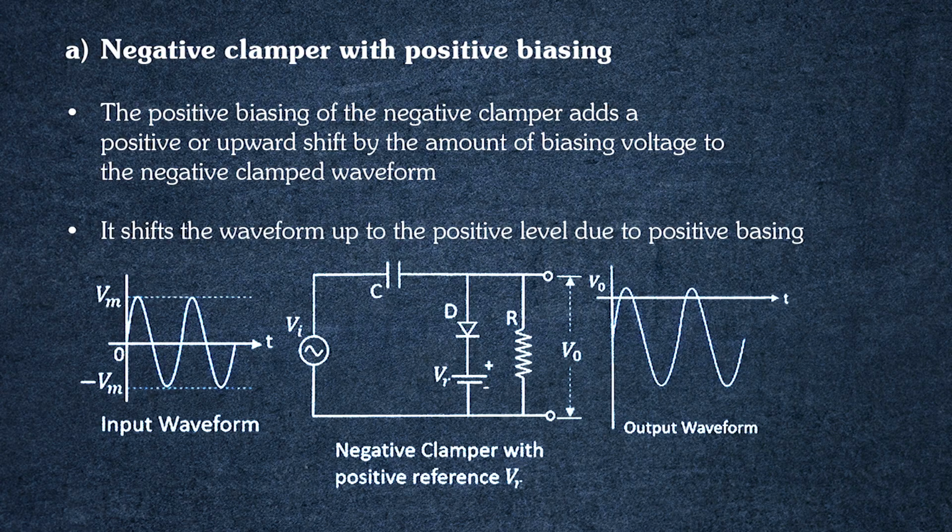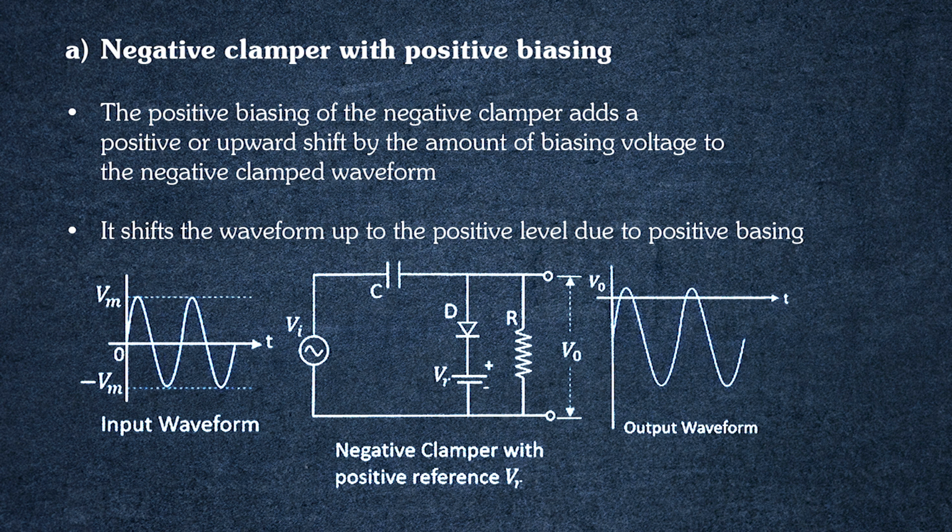Let us see the working of the negative clamper with positive biasing. The figure shows the circuit for a negative clamper with a positive battery source, and the connection is made such that the positive of the battery is connected to the N terminal of the diode, which makes it positive biasing for the negative clamper. The two waveforms are shown, that is the input waveform and the output waveform.